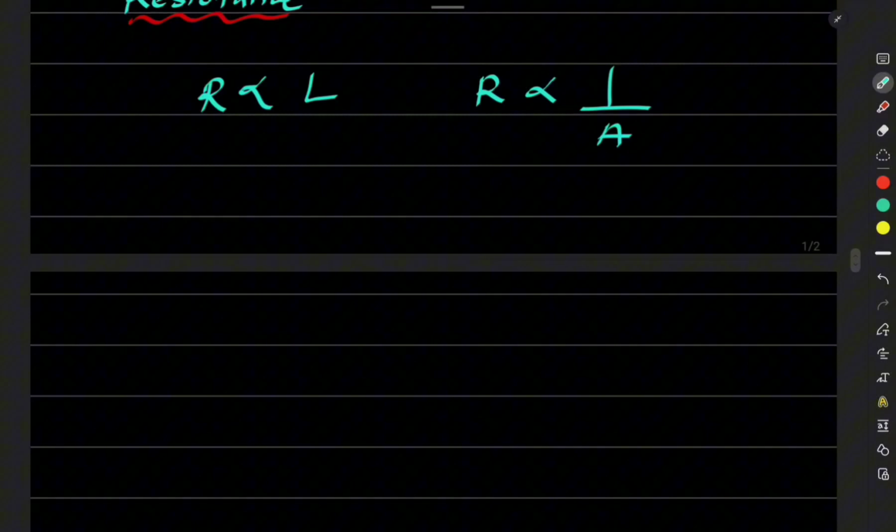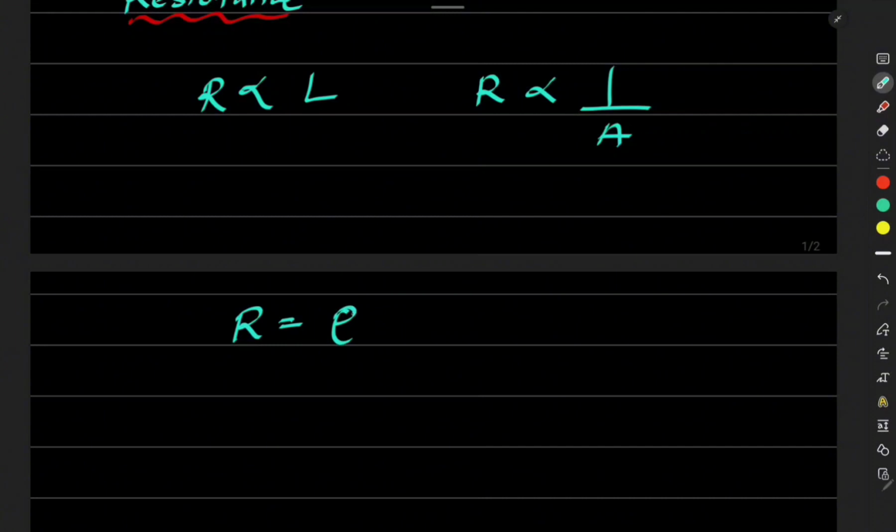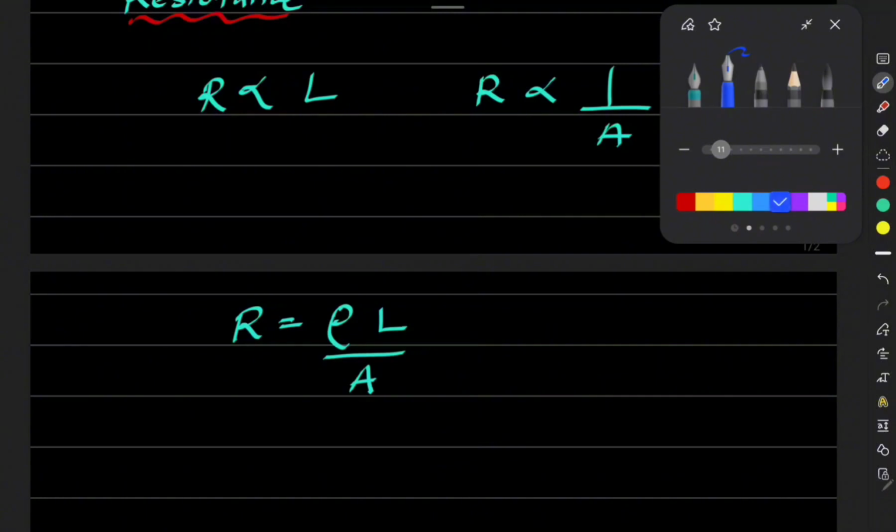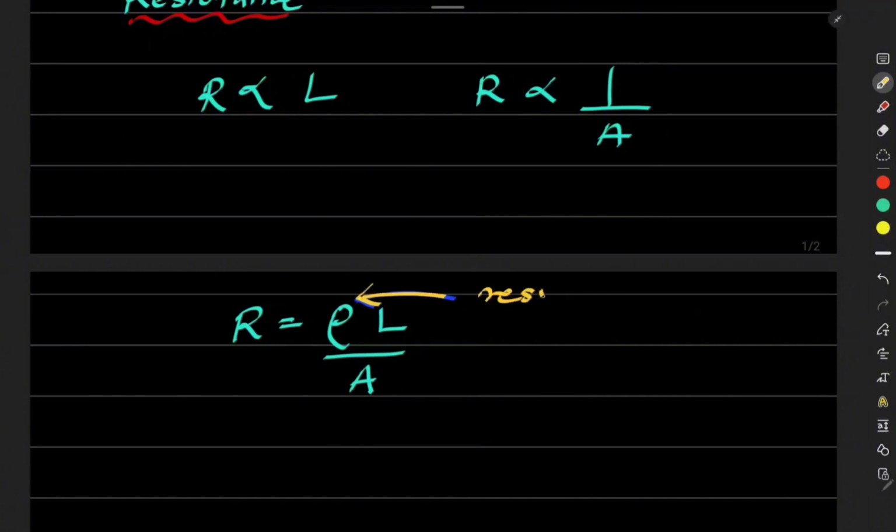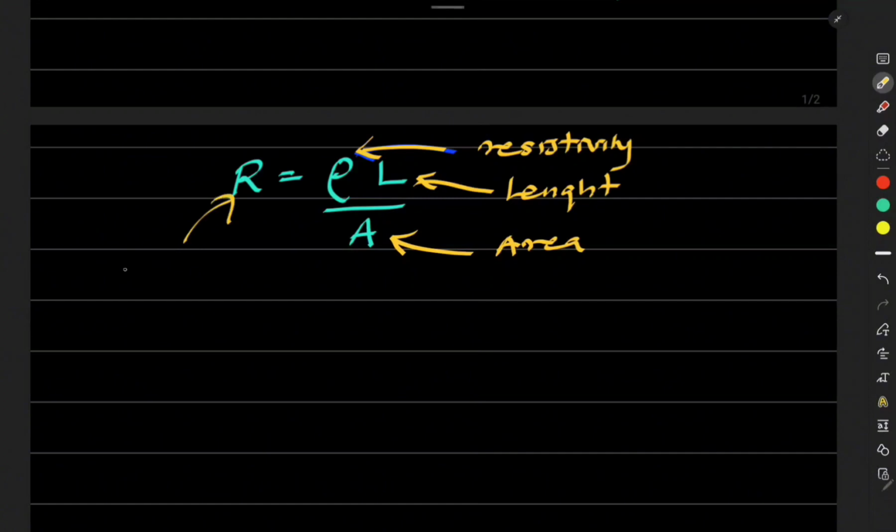And we'll form an equation. R equals rho, the resistivity, which is a constant, times L divided by A. Here rho is the resistivity of the material, L is the length of the conductor, and A is the area of the conductor. This is resistance.